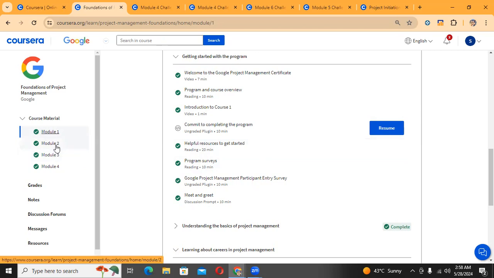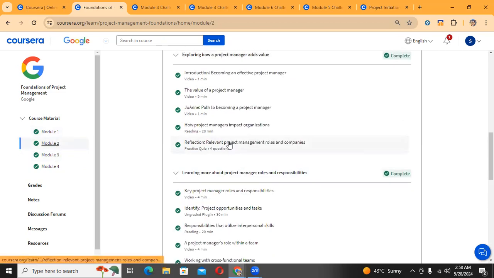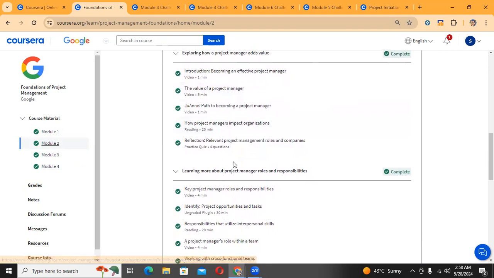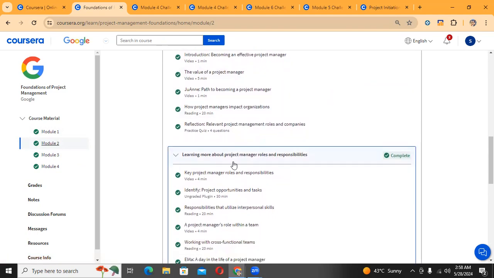So in the second module, you will see becoming an effective project manager. This module delves into the skills and traits necessary to be a successful project manager. It highlights the importance of the project manager in the organization and the key responsibilities they handle. This module also covers essential skills such as leadership, communication, and team dynamics.